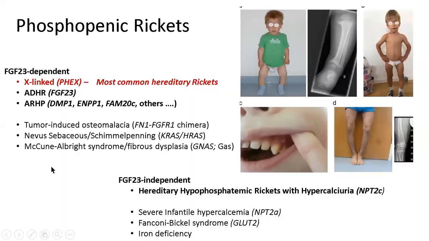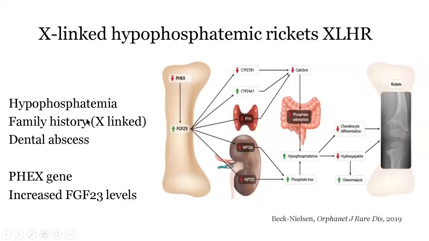Carrying on with X-linked hypophosphatemic rickets, main features are hypophosphatemia. It is X-linked, so a positive family history. Dental abscesses are characteristic. PHEX gene involvement is there. Mutation in PHEX causes increase in the FGF23 production from the osteocytes. Now, what this FGF23 universally does in these FGF23 dependent rickets is that, firstly, it decreases phosphate resorption by these two channels in the proximal renal tubules, increasing the phosphate loss and causing subsequent hypophosphatemia.